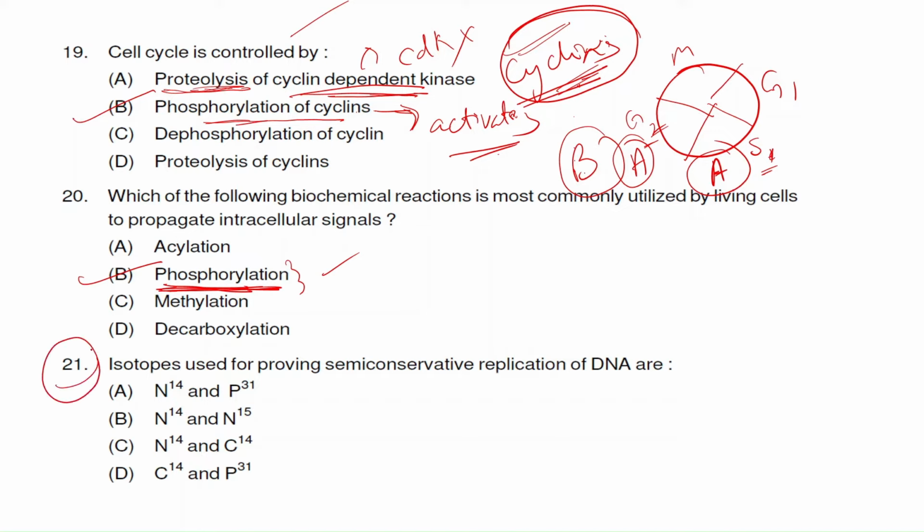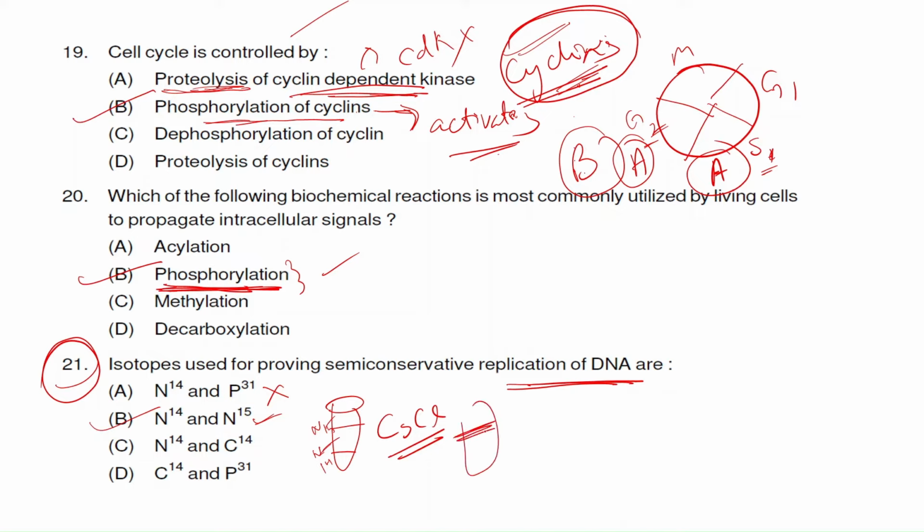Next, question number 21. Isotopes used for proving semi-conservative replication of DNA are option 1, N14 and 31. No, this is not correct. Option B, N14 and N15. Yes, this is correct. You must remember the experiment in which we use a cesium chloride gradient to prove the semi-conservative nature of DNA. We got two bands: N14 is here, N15 is here. When we use both, we got an intermediate band, which proved that DNA is semi-conservative in nature.